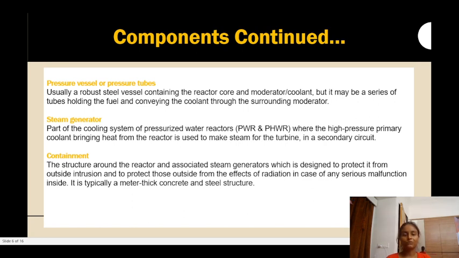Steam generator: part of the cooling system of pressurized water reactors, where the high pressure primary coolant bringing heat from the reactor is used to make steam for the turbine in the secondary circuit. Containment: the structure around the reactor and associated steam generators, designed to protect it from outside intrusion and to protect those outside from the effect of radiation in case of any serious malfunction inside. It's typically a meter thick concrete and steel structure.